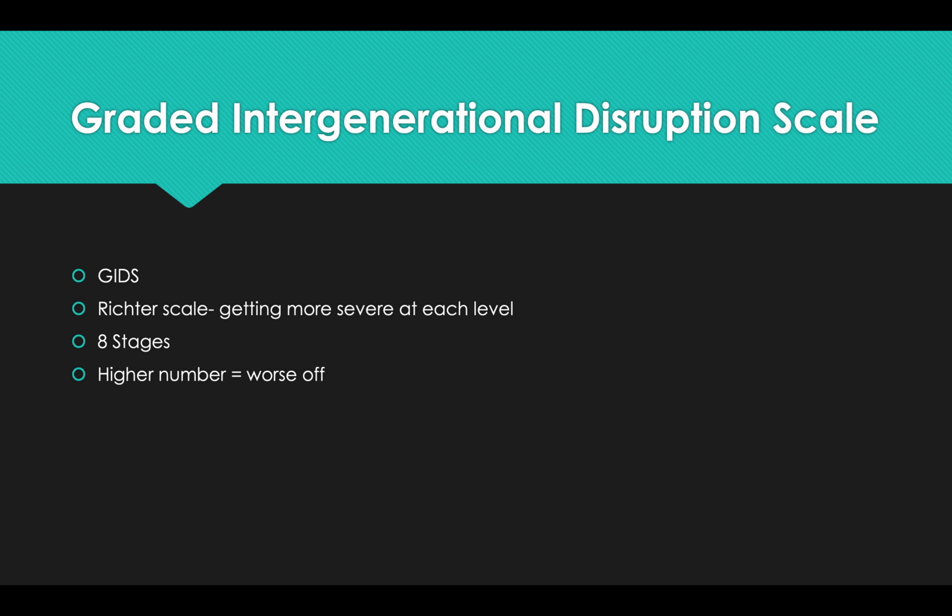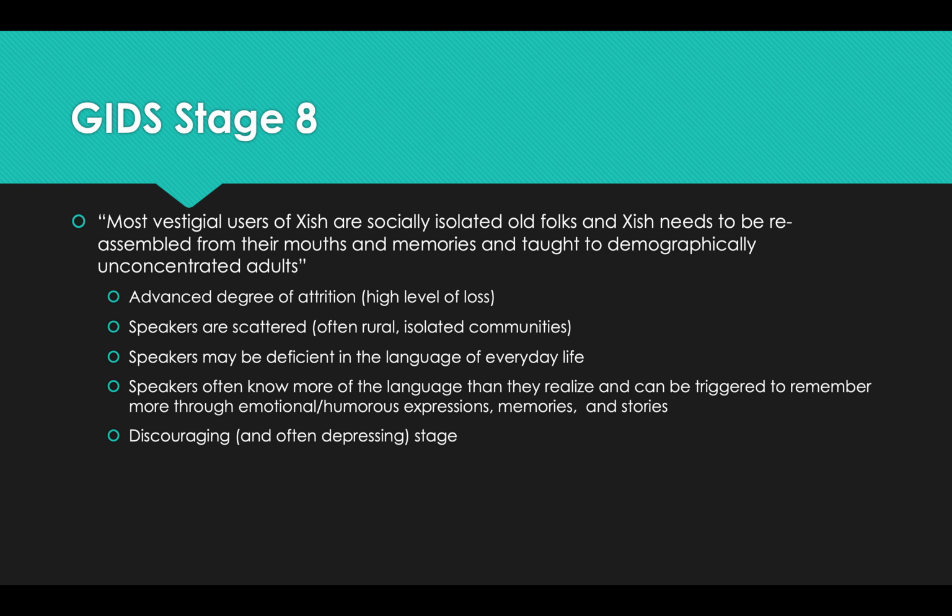And think of it like a Richter scale, where every number gets higher on the level, and at each level things get more and more severe, a magnitude more severe, every level you go up. Okay, there are 8 stages, so 0 and 1 being like everything's great, whereas 8 is like the worst. And then the higher the number, the worse things get. Okay, so we're going to start at the top and work our way down, because we're talking about endangered. So here we are at GIDS stage 8.